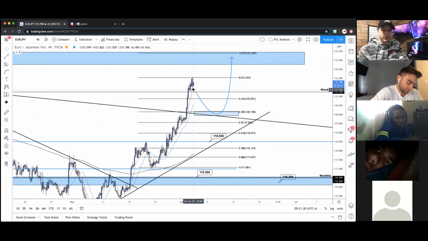I mean, because look how overextended this is. Again, if we were to just take a trade based on this here, your stop loss would be all the way down here, below these minor levels, below this major level.